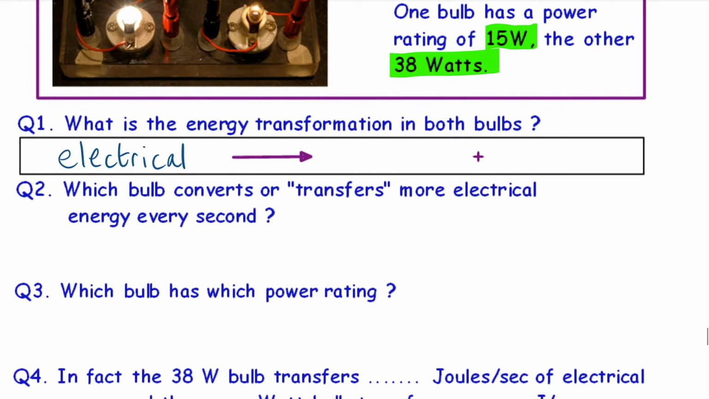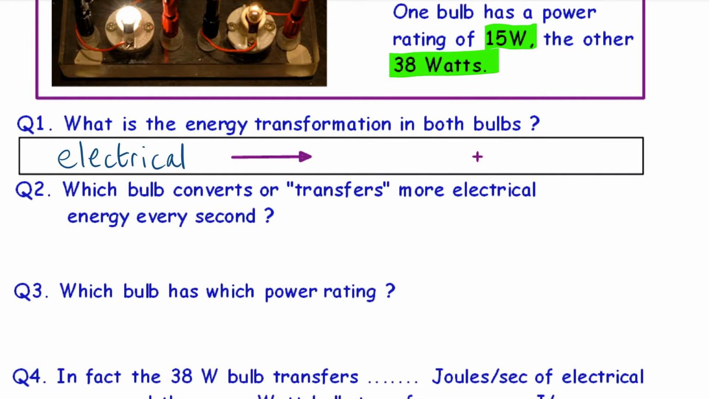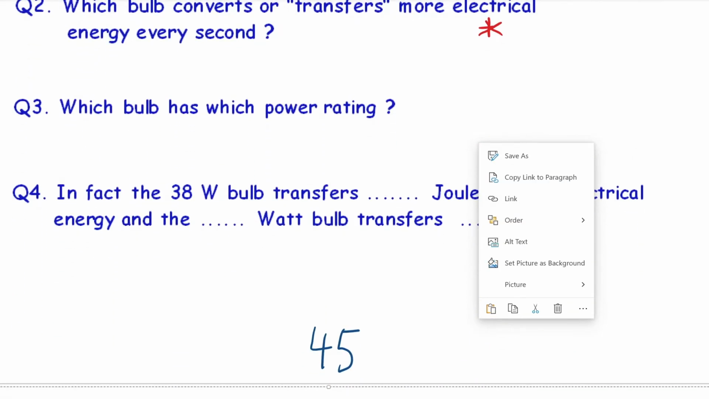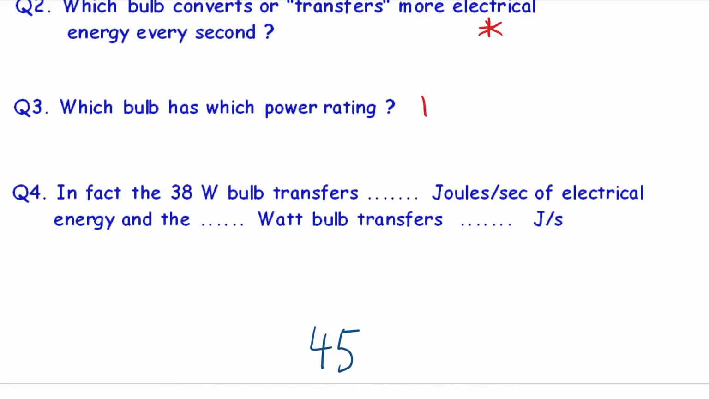What's the energy transformation in both bulbs? Well, electrical energy is turned into light, which is the useful energy, and wasted energy, heat. Which bulb converts or transfers more electrical energy per second? Well, you can answer that. Which bulb has a higher power rating? I've already explained that to you, so if you don't know the answer straight away, rewind the video and go back to about a minute ago.